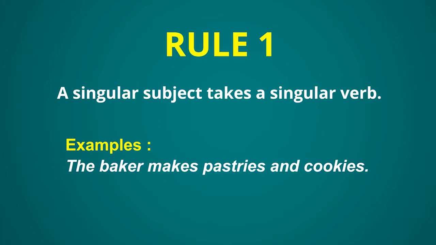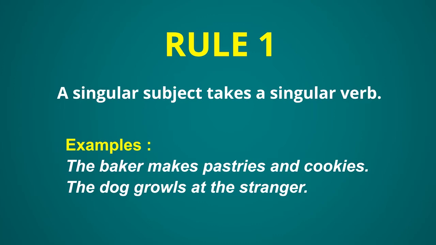Our answer would be the baker. The baker only refers to one person. Therefore, it is a singular subject. Our verb, therefore, should be makes, which ends in S and tells us that it is also a singular verb. So the singular subject, baker, takes the singular verb, makes.